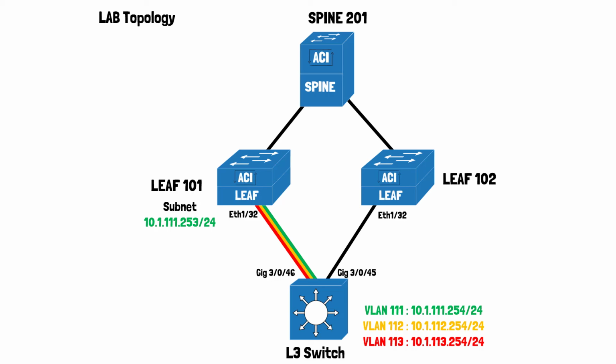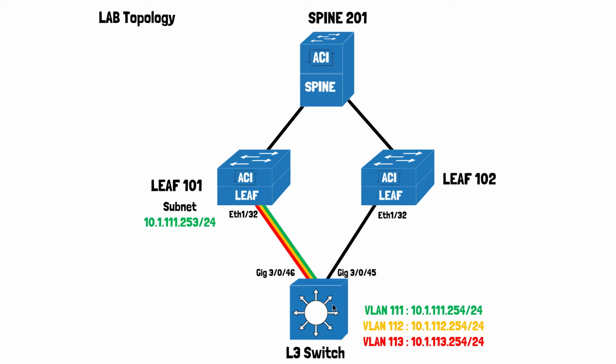What we're going to be doing here is configuring on leaf 101 a trunk port only on a specific interface, Ethernet 1/32, going towards a layer 3 switch, which is connected both ways to leaf 102 and 101. But for this lab, we're just going to be configuring only one port on leaf 101 that I'm going to be making a trunk port.